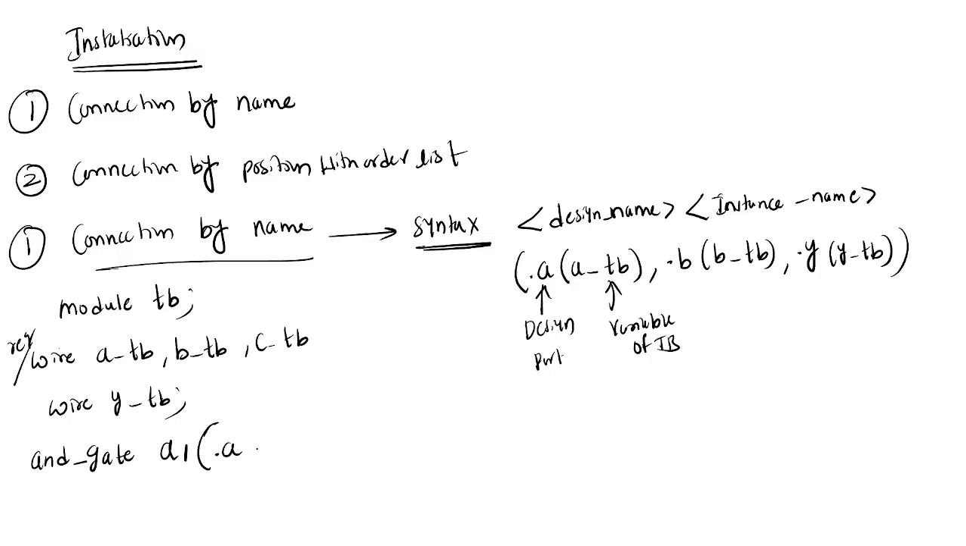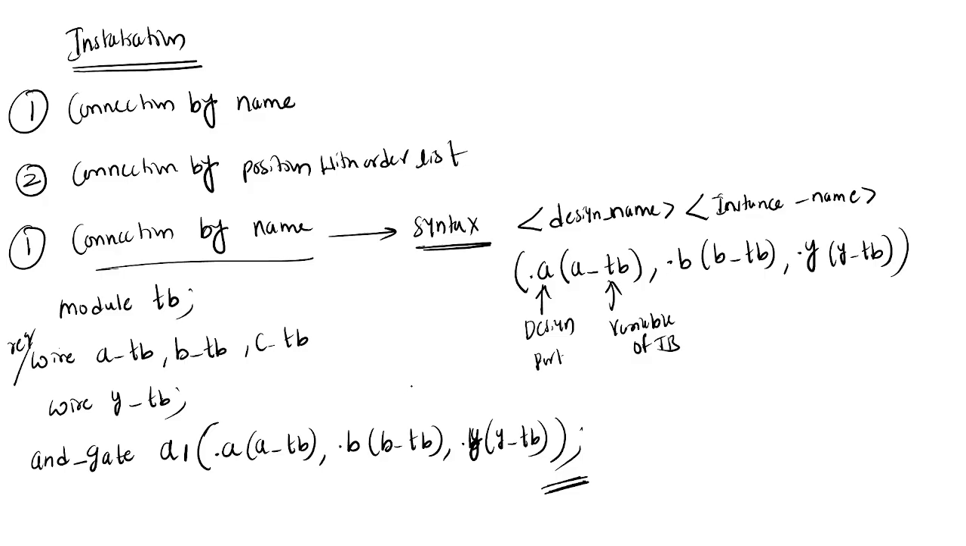Dot a underscore tb, comma dot b underscore tb, comma dot y underscore tb. Like this you need to write. This is nothing but connection by name. Is it fine? Did you understand how I am writing the connection by name?